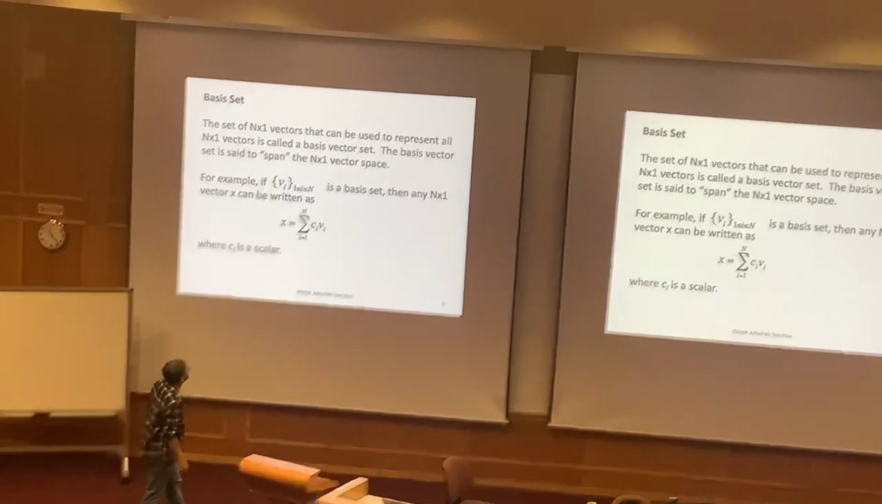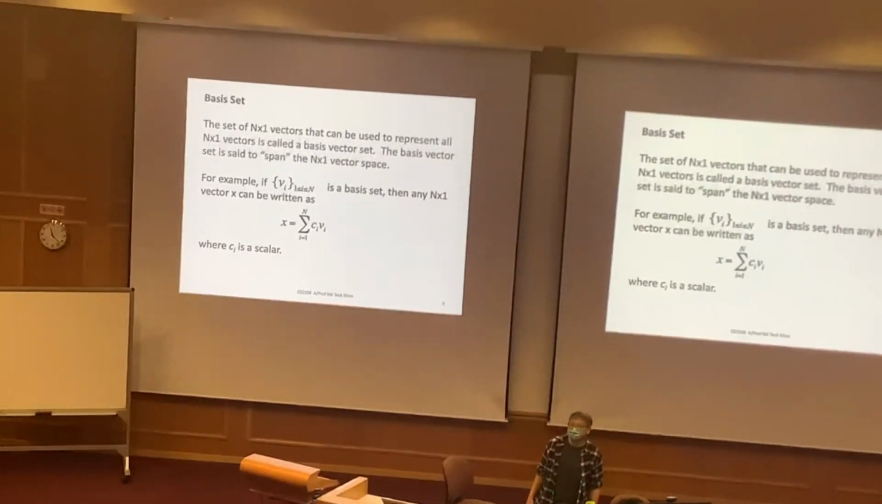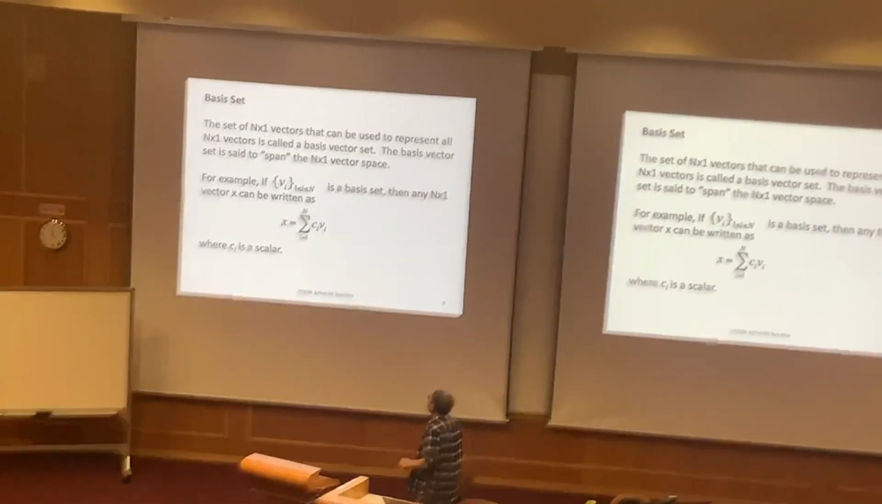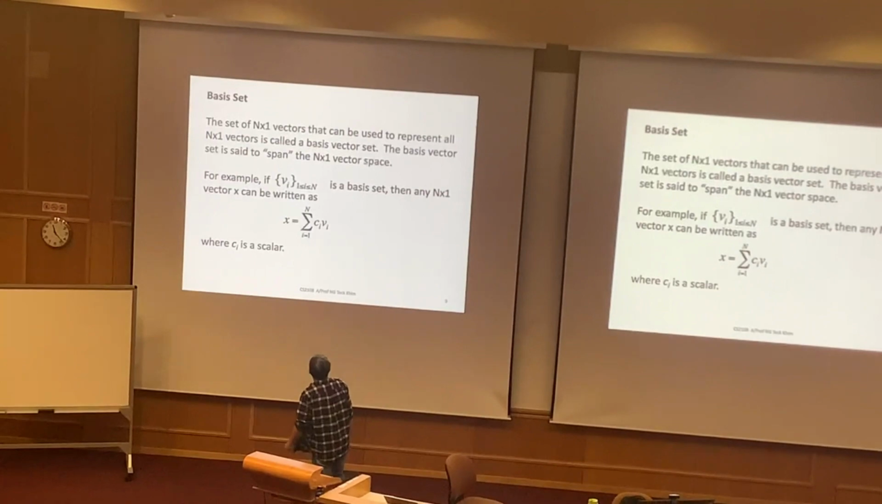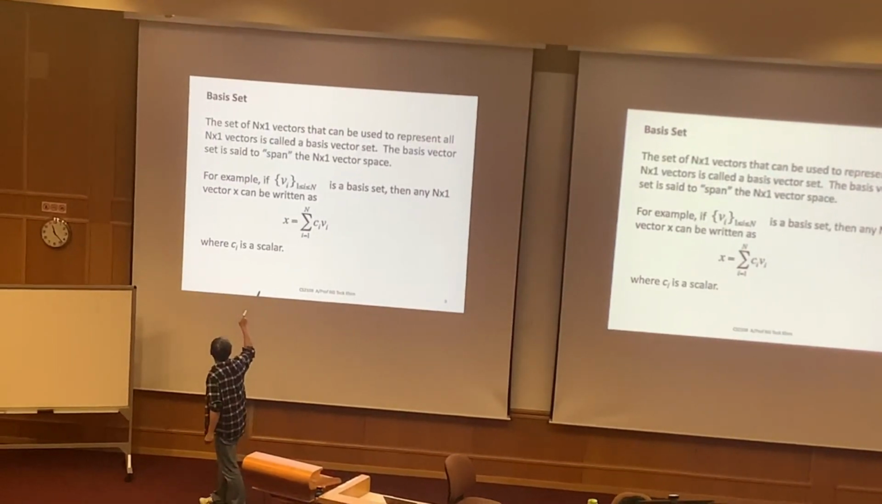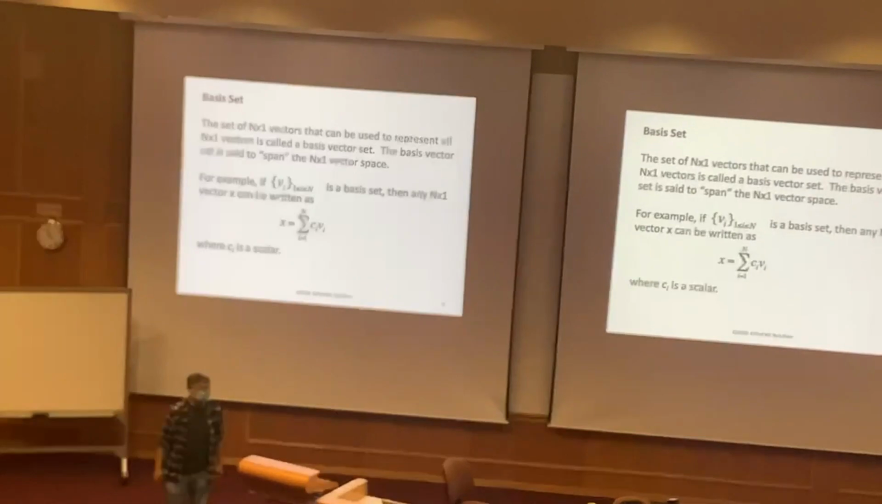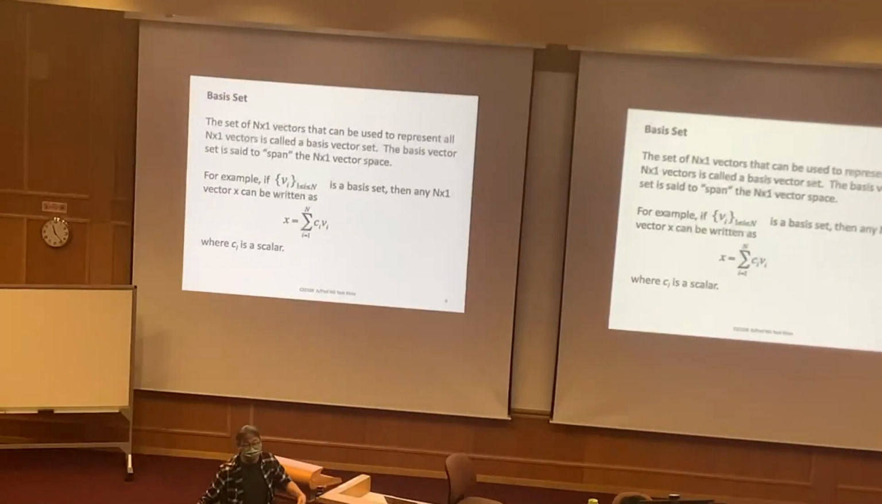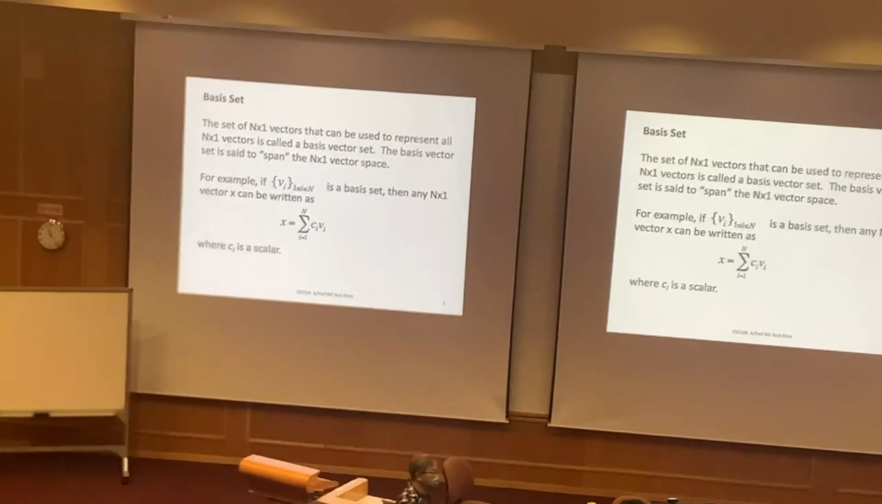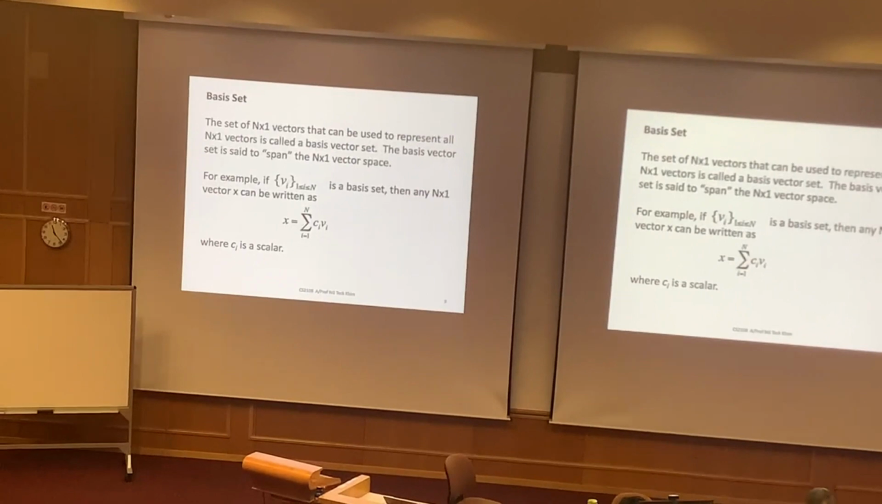And when you have 2-dimensional space, how many basis vectors do you need to represent the 2-dimensional space? 2, right? 3-dimensional space, 3. 1,000 dimensional space, 1,000 of them. And any vector can be represented as a linear combination. Linear combination means you sum them up by weighting them, using the factor C to weight the basis vector.